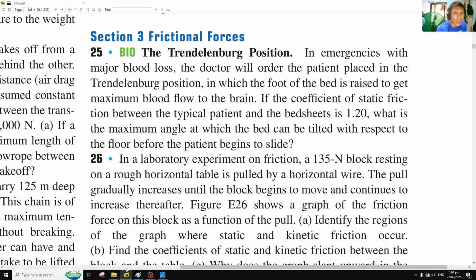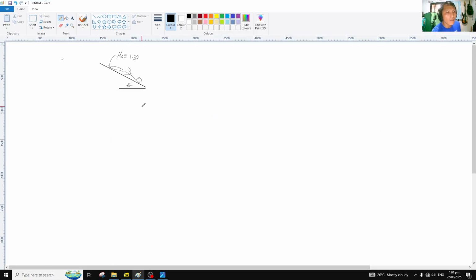Only the 1.20 is given, and we are asked, what is the maximum angle? So I guess we should calculate it in terms of m, in terms of F, whatever constant there may be. But anyway, we can analyze. Before it slips, the problem talks about acceleration equal to zero, and we have a case of Newton's first law.